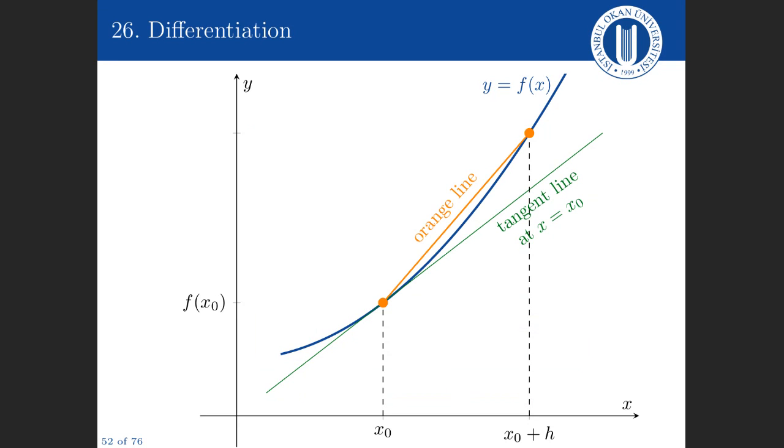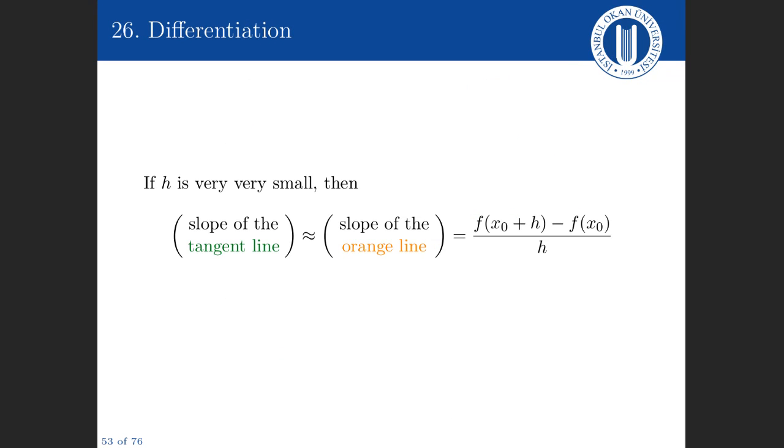We don't want the slope of the orange line, we want the slope of the tangent line. But look what happens as we make h smaller. When h gets smaller, the slope of the orange line gets closer and closer to the slope of the green line. We can say that if h is very, very small, then these two lines have approximately the same slope. We can say that the slope of the tangent line is approximately equal to the slope of the orange line, which we have a formula for.